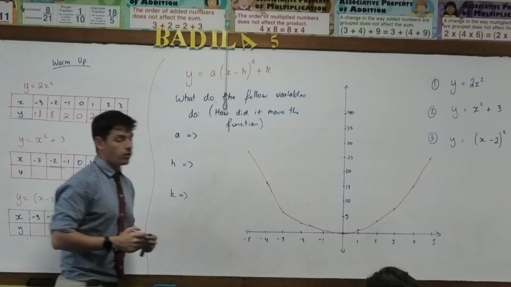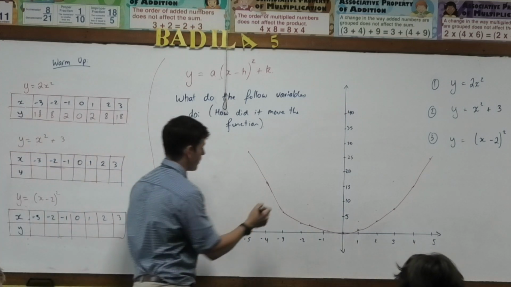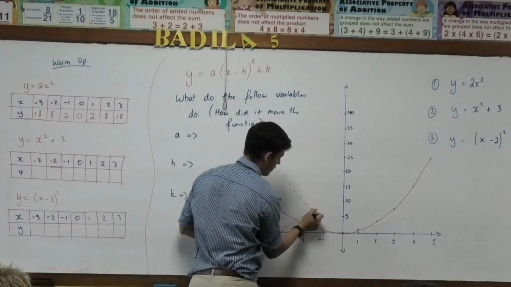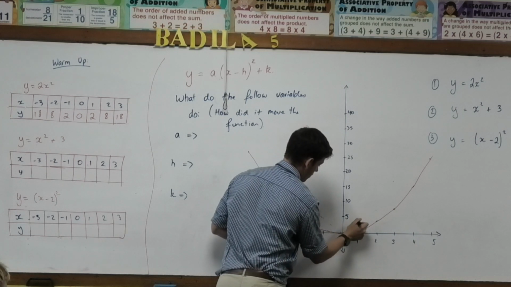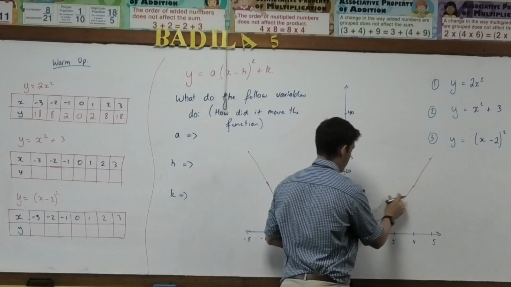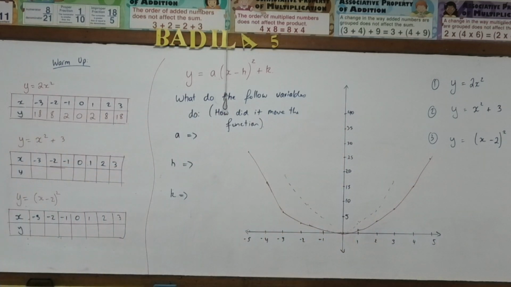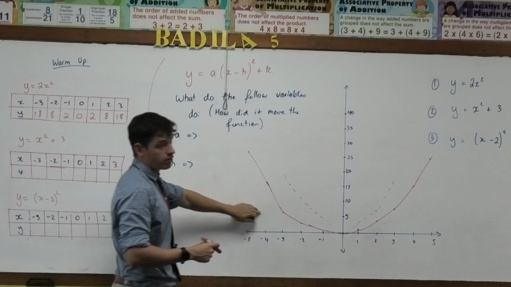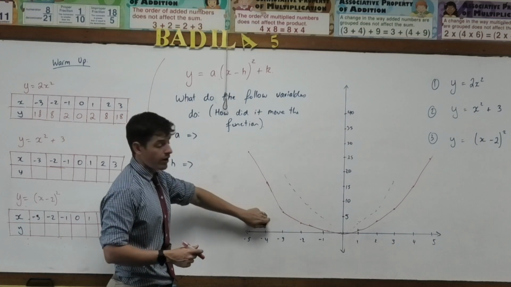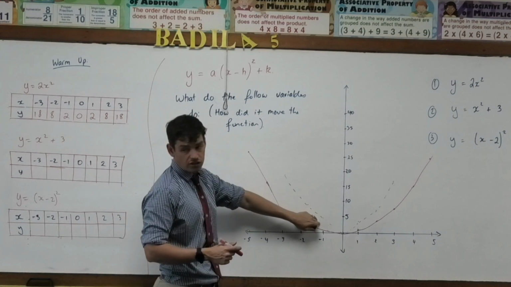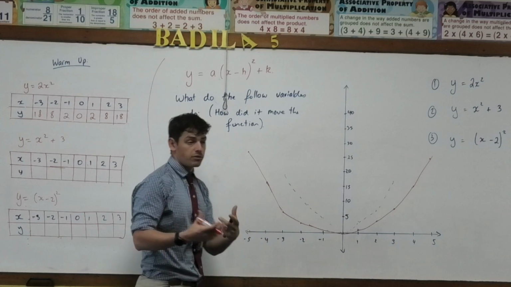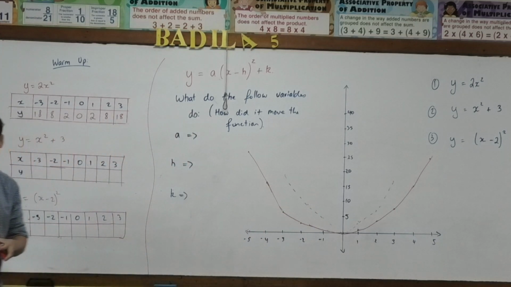What's happened, if I want to do this, I'll do it in a black dash. Has my origin changed? Is my function turning at a different spot? Or is it turning at the same spot? Where does my red function turn? 0, 0. Where does my black function turn? 0, 0. So has the point where it turns changed? What has changed?